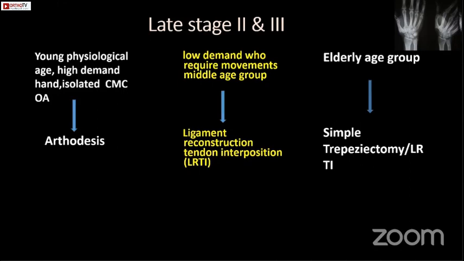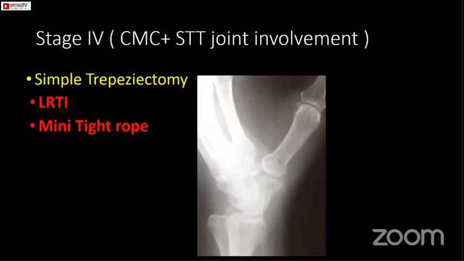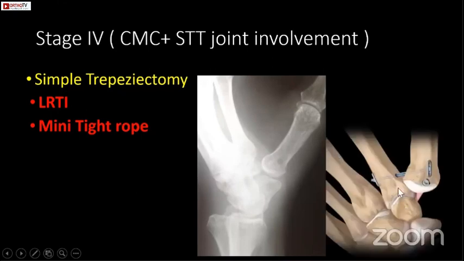However, different methodologies of treatment are also available. I will come to it later in this part of the lecture. When you have stage 4, that is CMC and STT arthritis, you can just do a simple trapeziectomy. You can do an LRTI also. You can do a mini tightrope. Mini tightrope is what? You excise the trapezium, then you suspend, by a minimal incision procedure, the first metacarpal to the second metacarpal at appropriate tension, so the problem of subsidence doesn't occur.